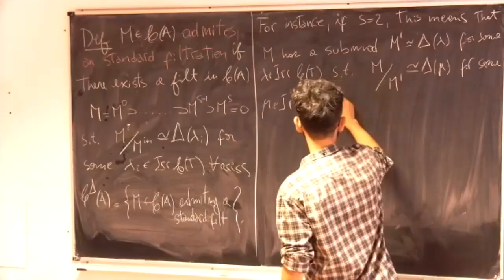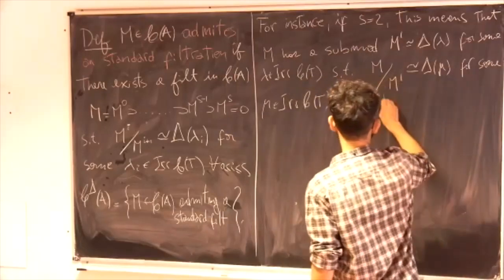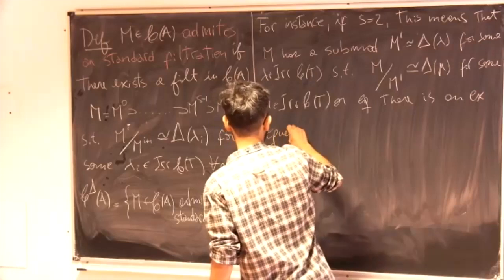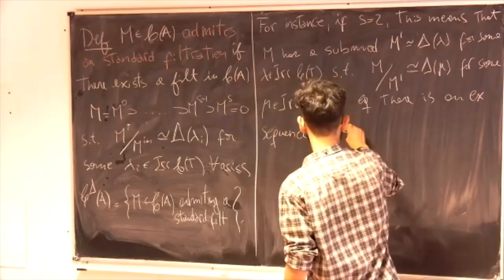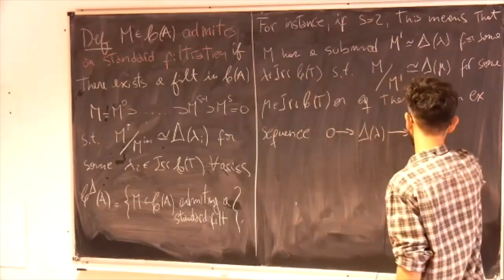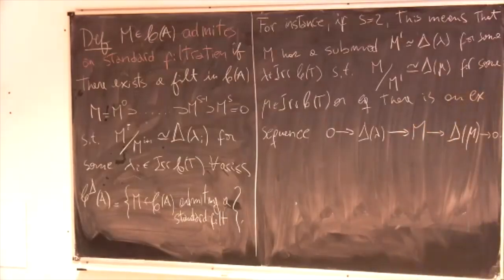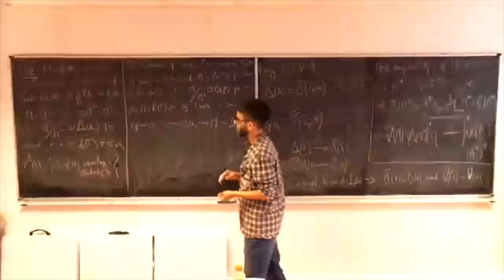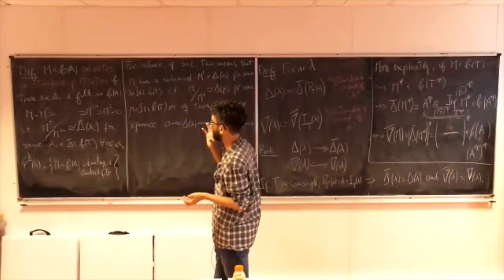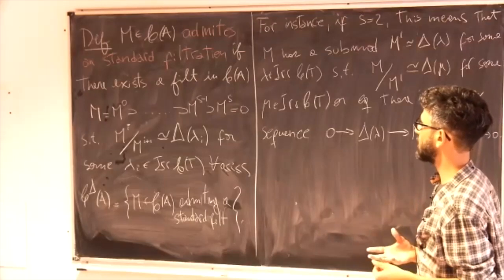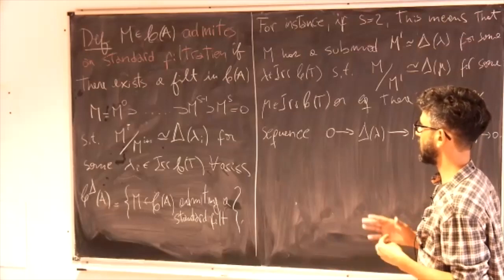Or we can write it equivalently: there is an exact sequence of this form. So it's like this standard module. We can say that, more or less, a module admitting a standard filtration can be constructed using standard modules. That is what we are saying here.